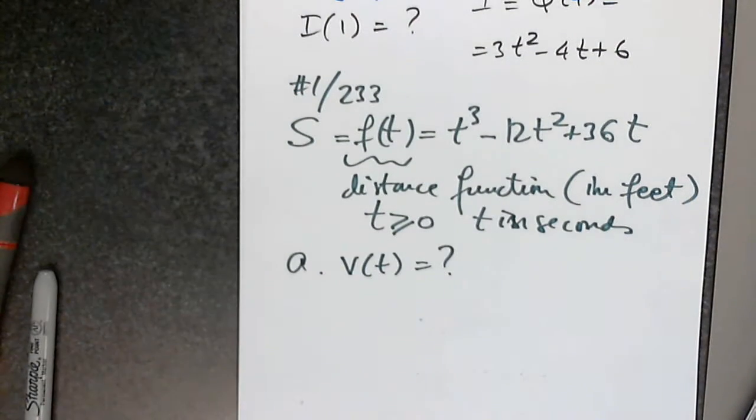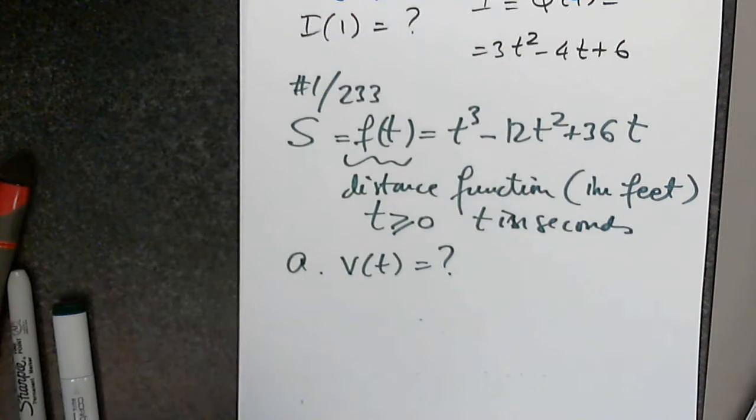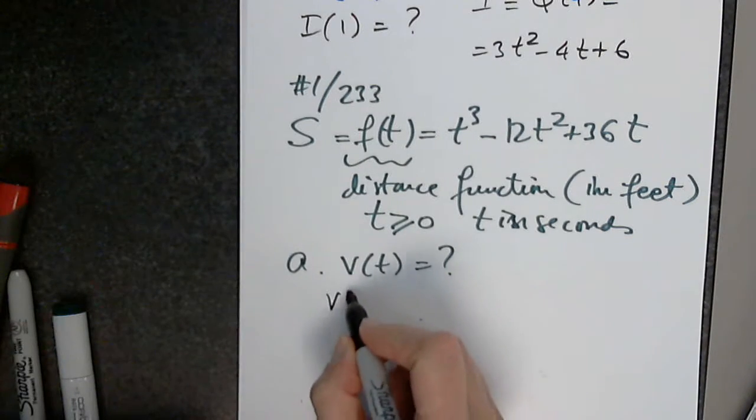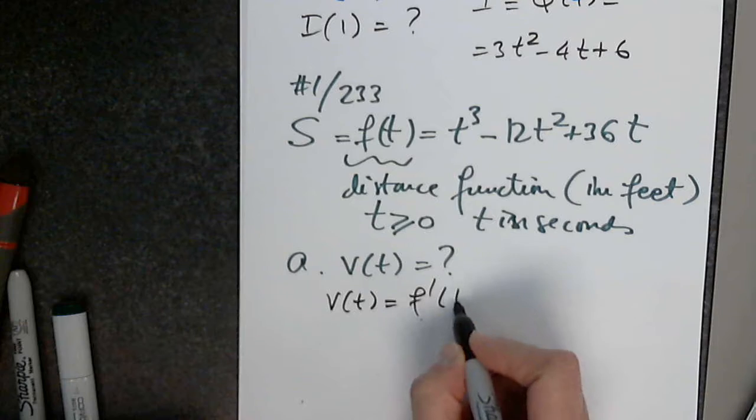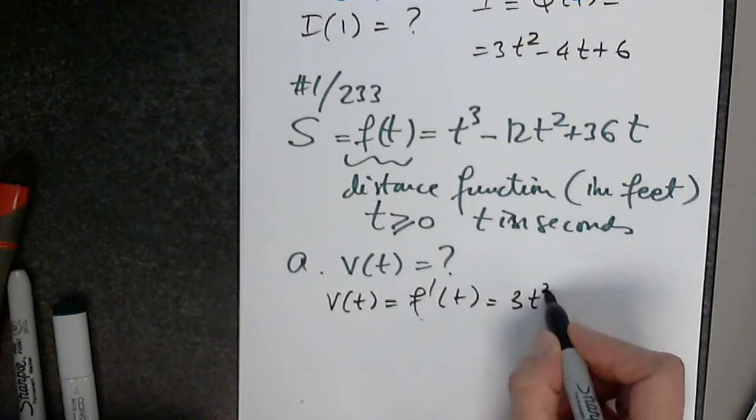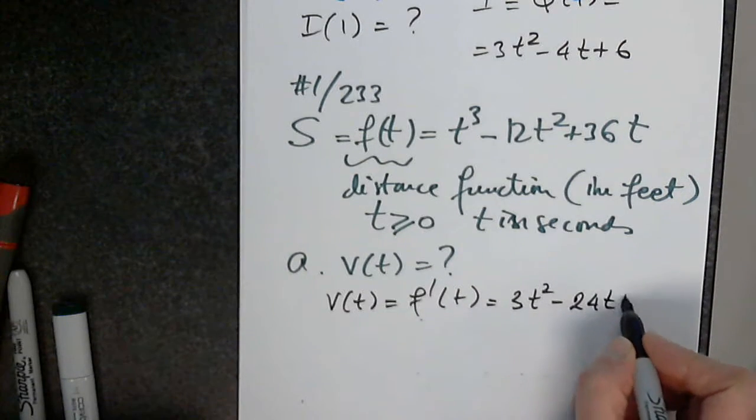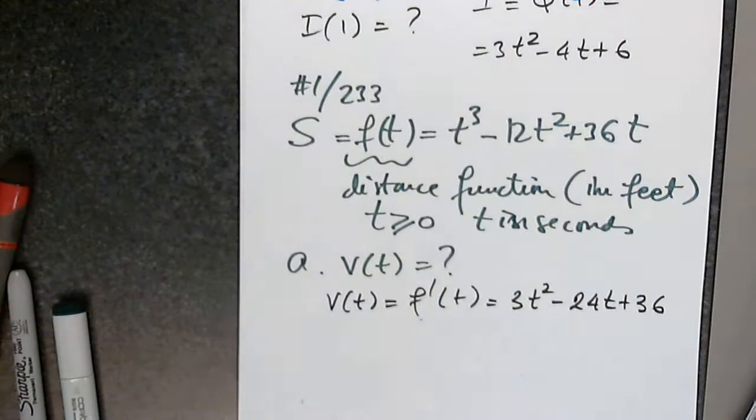What do I have to do in order to find the velocity at time t? Get the derivative. So then v of t is nothing else but f prime of t, which is 3t squared minus 24t plus 36. Do we agree with this function as being the velocity? Perfect.